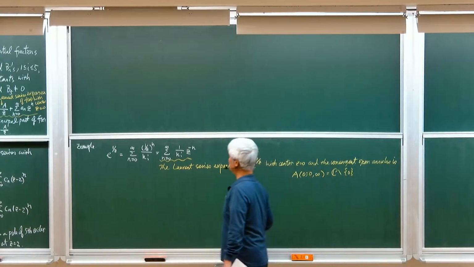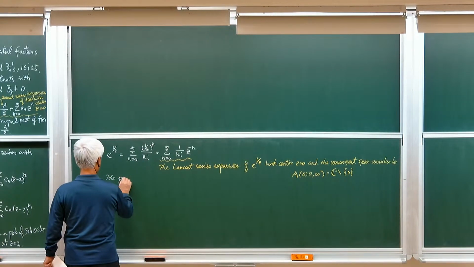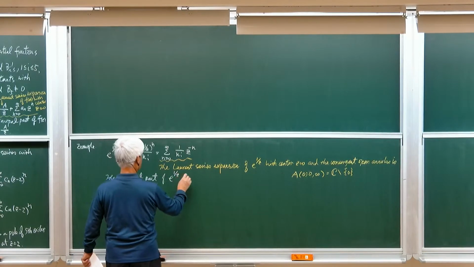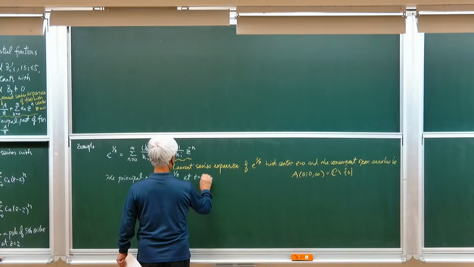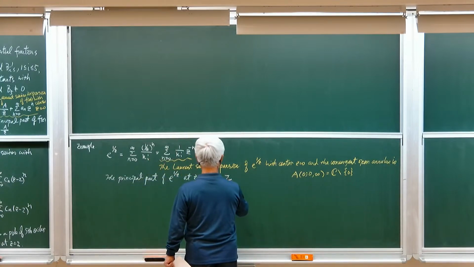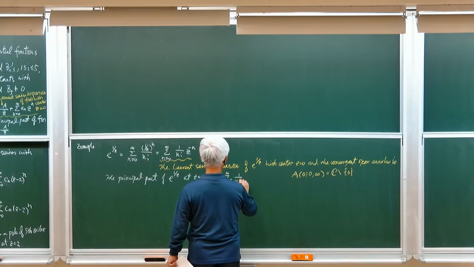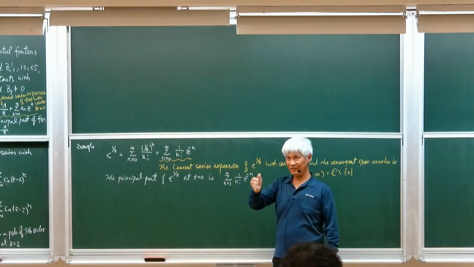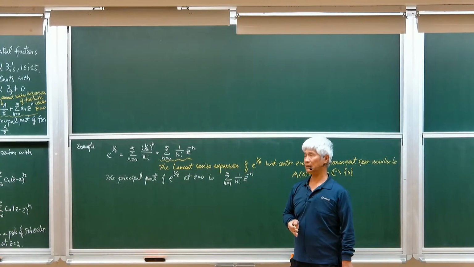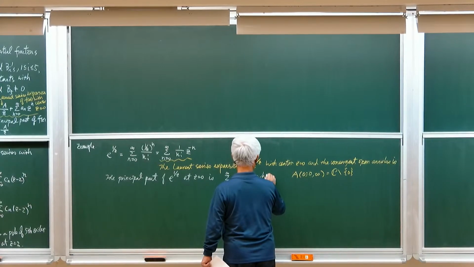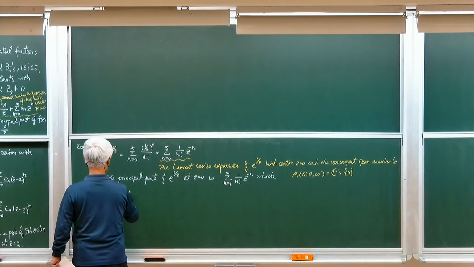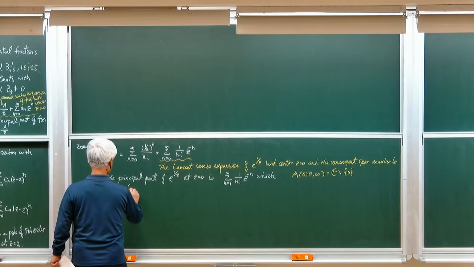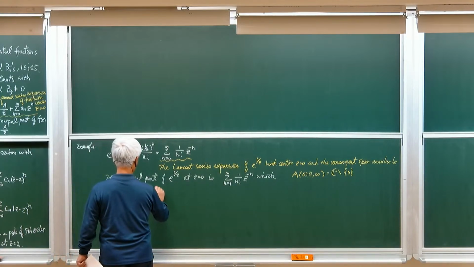And you can see that the principal part of this function at z equal to 0 is what? It's actually the sum from 1 to infinity of 1 over n factorial times z to the minus n. So you can see the principal part has infinitely many terms.